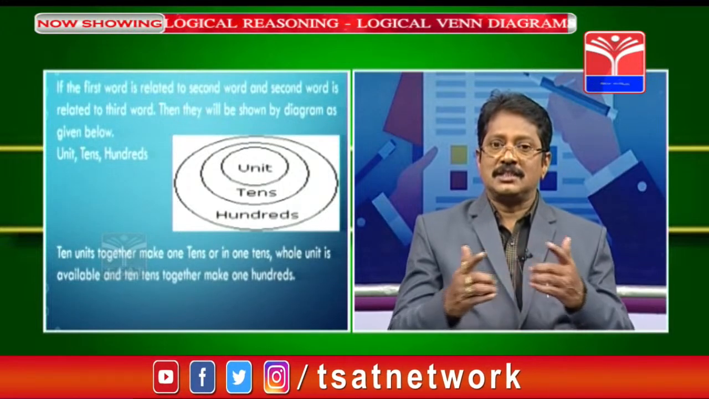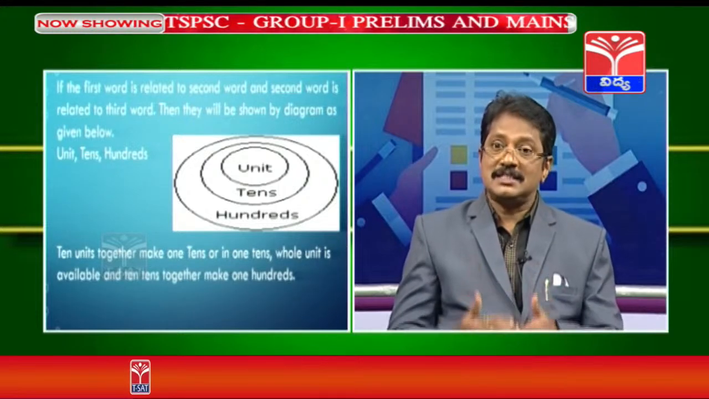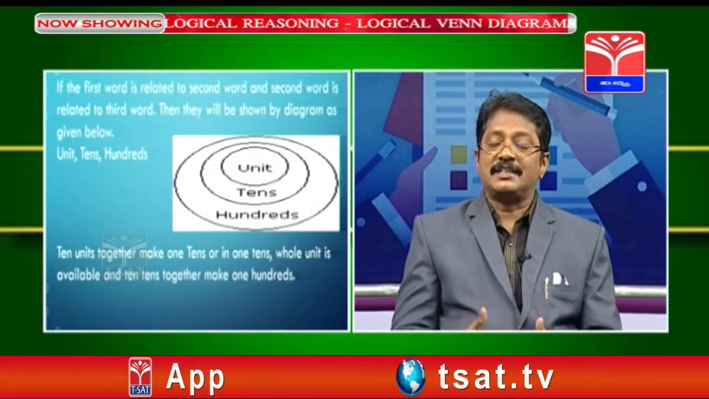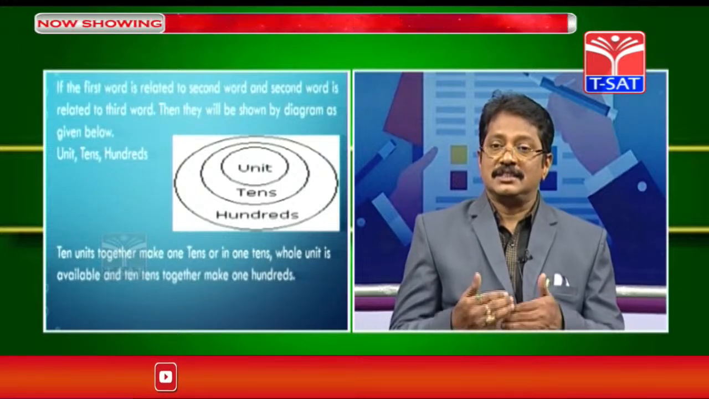If you consider the world, it will be represented by one circle, and the continent comes inside it. In the continent, the country comes inside it. In the country, the state comes inside it. In the state, the city comes inside it, correct? Like that you can represent the data in this format, correct?